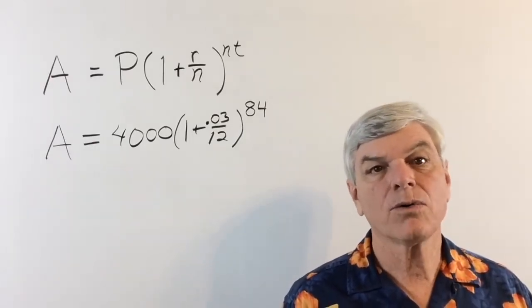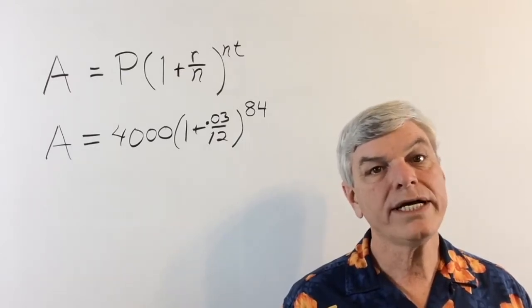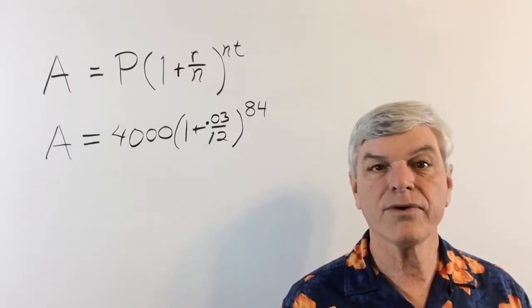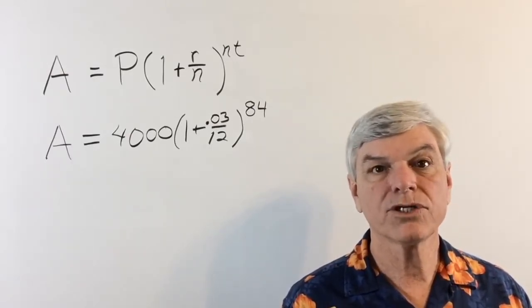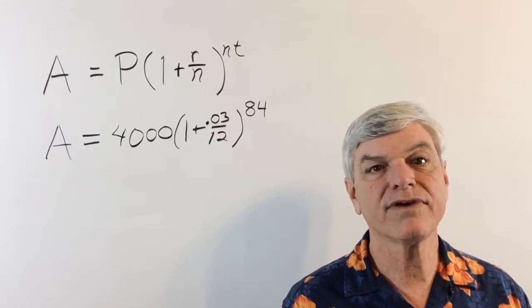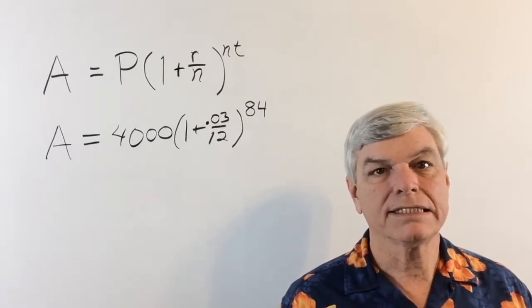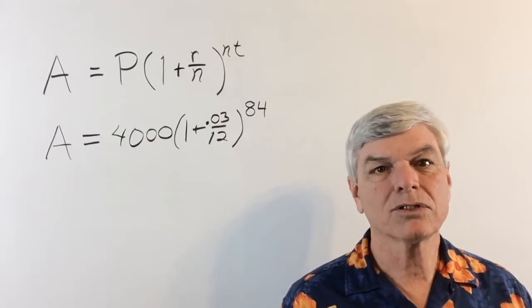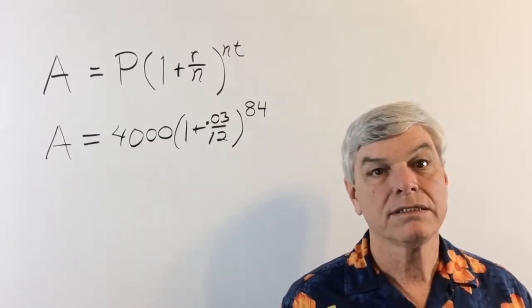And so previously in Algebra 1, we could have done all this work with or without a calculator, depending on what your ideas are about calculators. We've gone over that before. But when it gets to something like this, you're just not going to be able to multiply anything times itself 84 times.